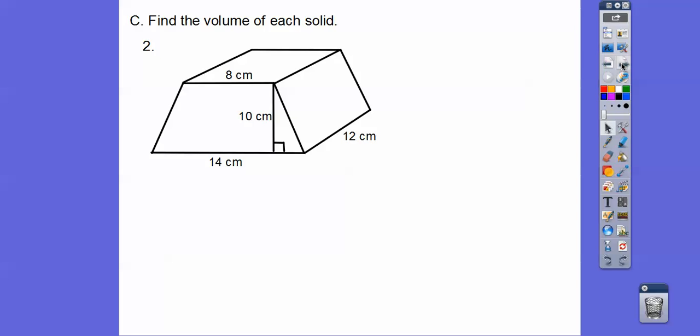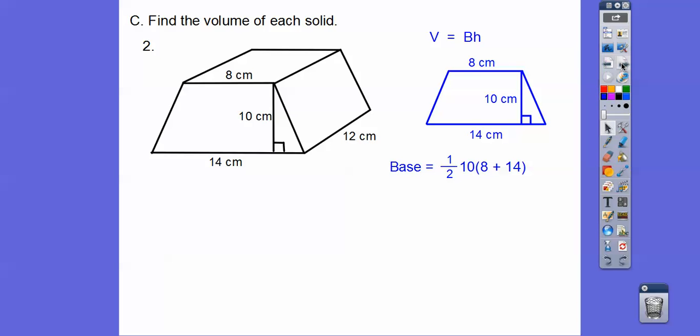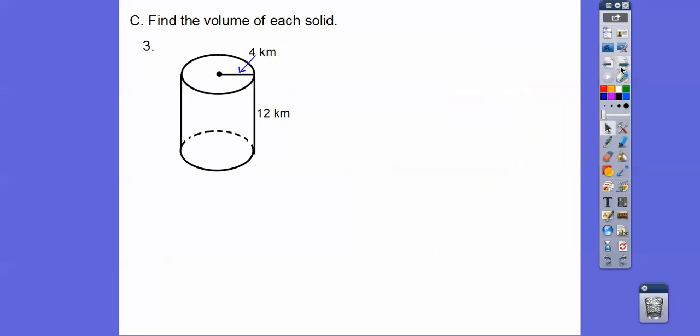All right, so here we have a trapezoidal prism. So the base is that trapezoid, so 1/2 the altitude, this altitude right here, times the sum of the parallel sides. They're called the bases of a trapezoid. So anyway, since I can take half a 10, I'll take half a 10 as 5, and then 5 times 22 is 110. So we multiply that number times 12, so 110 times 12 gives us 1,320 centimeters cubed, okay?